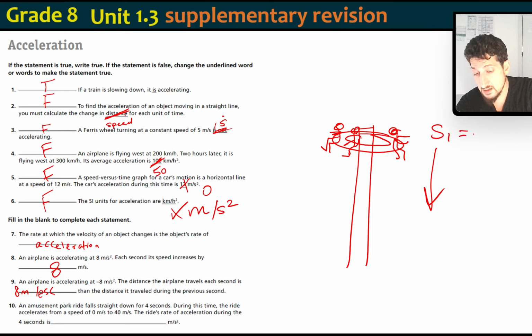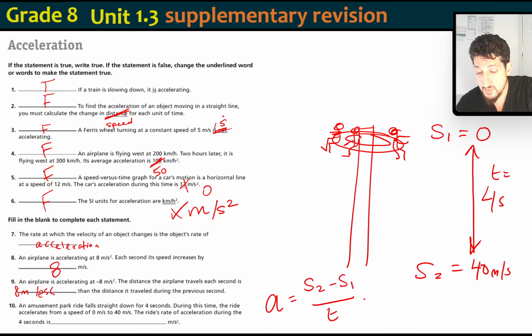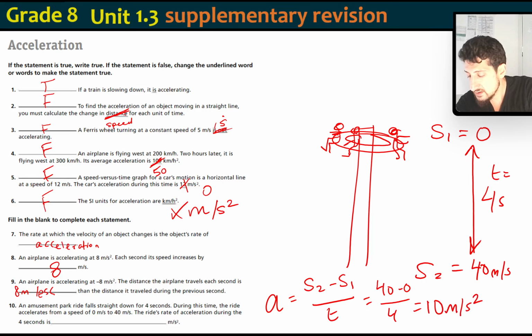S1, the starter, is 0. S2, the end, equals 40 meters per second. And the time it took to get from here to here is 4 seconds. That's the time. Of course, it's going to ask us to work out the acceleration. Acceleration, as we know, equals S2 minus S1 all over the time, which equals 40 minus 0 over 4, which is 10 meters per second squared, which is pretty fast. So that is almost free fall, really.